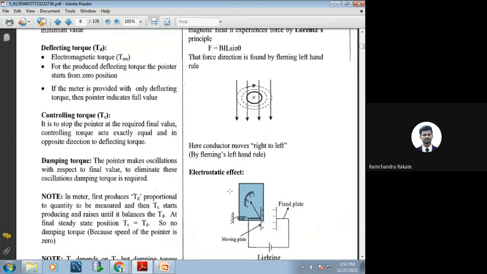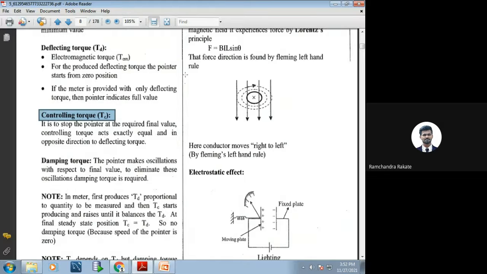After removing the error, how will we check whether the error has been removed or not? With the help of calibration, correct. So these are all interlinked. Let us move to the next one, that is controlling torque. What is the purpose and functionality of this controlling torque?